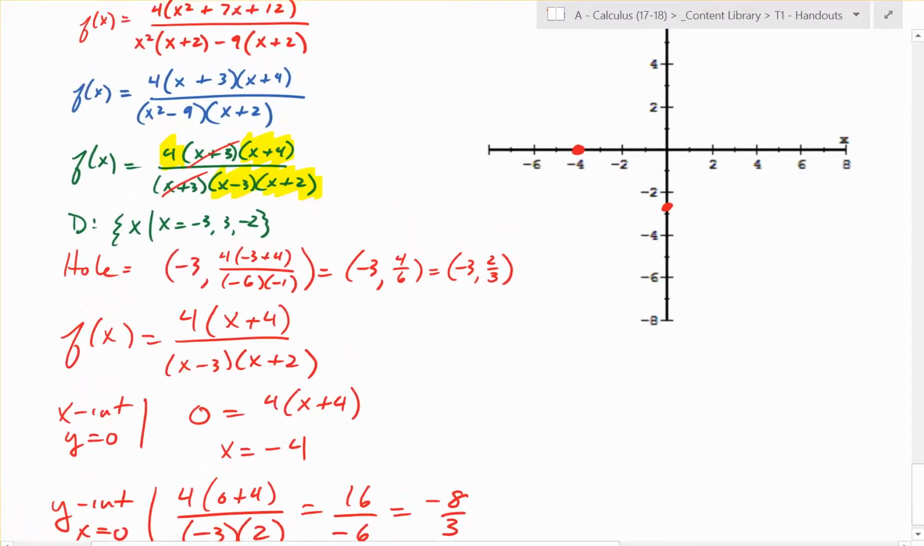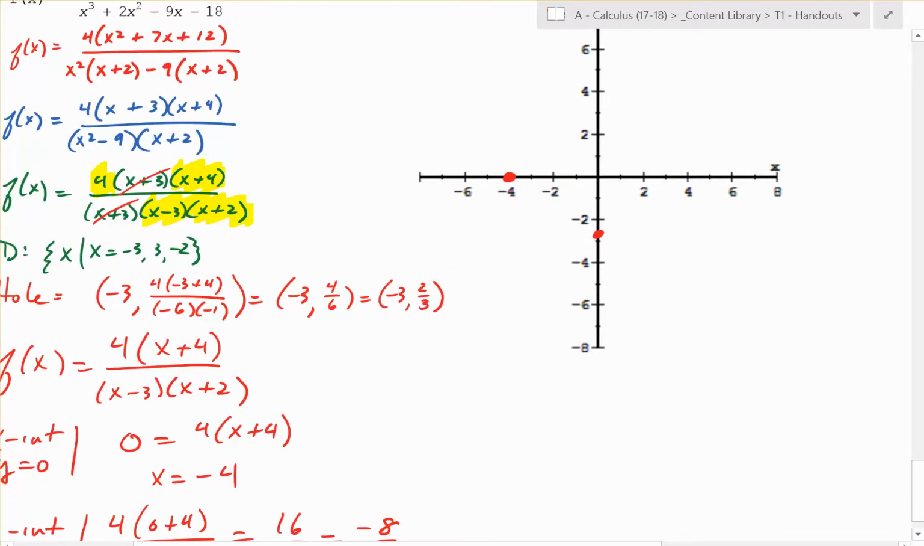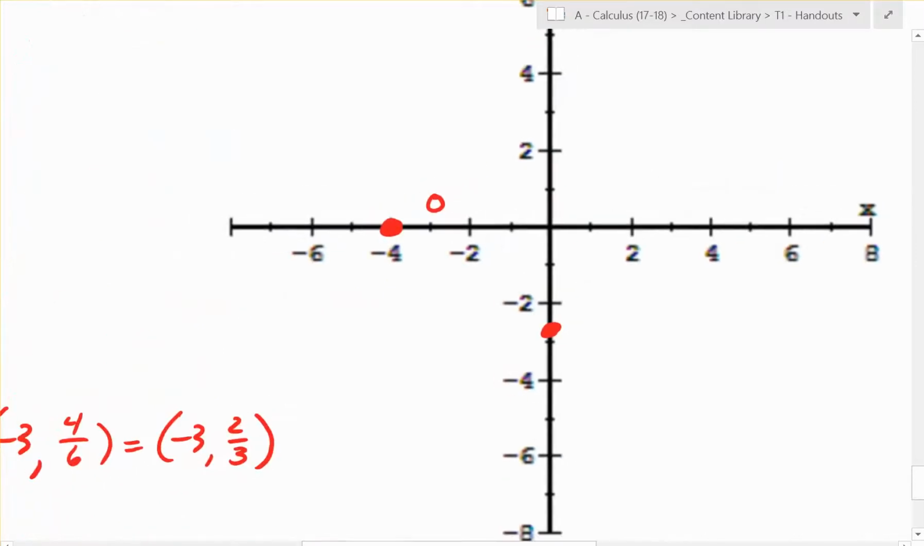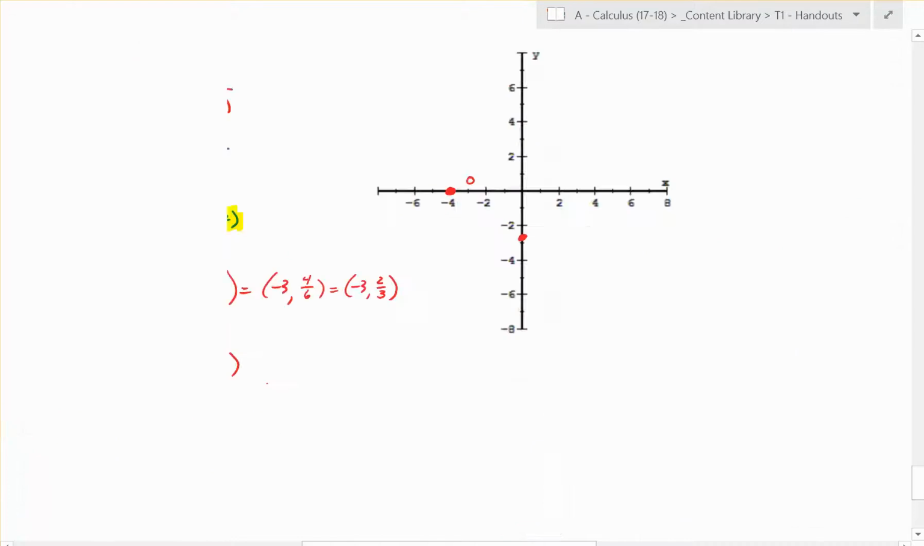Okay. What about the hole? Let's label the hole. Where is that? -3, 2/3 is like right there. Can you see what I did there? Are we okay with the dots that I've written on the board? Yes. What are the 2 major things we haven't found yet?